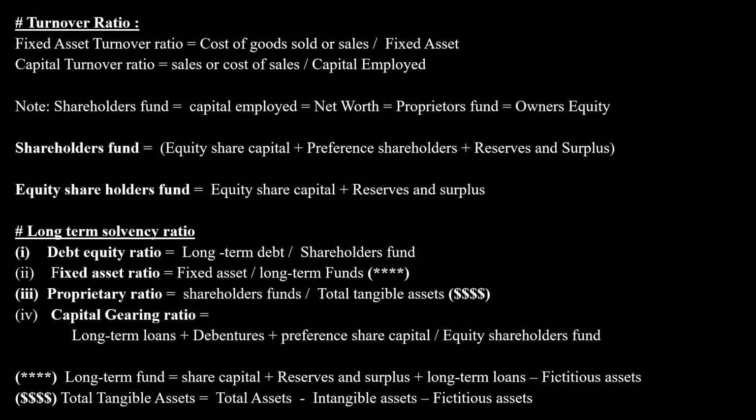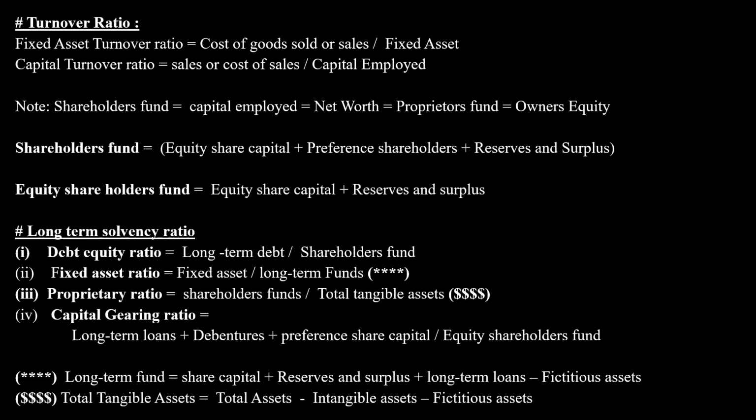Now, we are going to see the turnover ratios. There are so many turnover ratios here. The first ones, we have already done: stock turnover ratio, debtors turnover ratio, creditors turnover ratio. Now we are going to see fixed asset turnover ratio, capital turnover ratio, and the shareholder turnover ratios. Then next we're going to see long-term solvency ratios, as well as short-term. We'll see them one by one now. We'll see turnover ratio first.